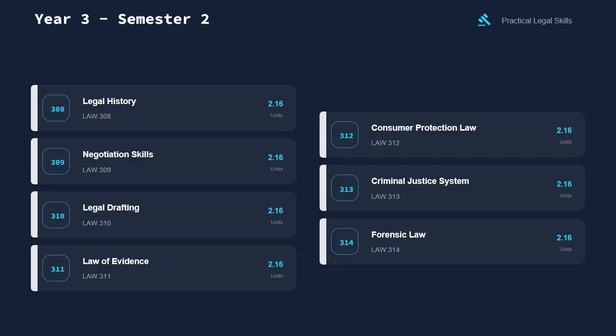Slide 9. Year 3, Semester 2, Practical Legal Skills. Course, Law.313, Criminal Justice System. Structure and function of the criminal justice system, police, courts, and corrections. 1.1 Institutional roles and interactions.